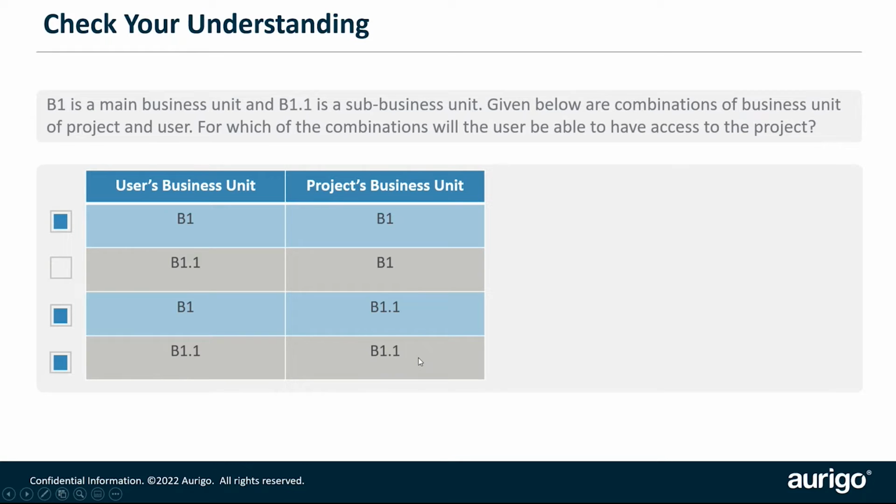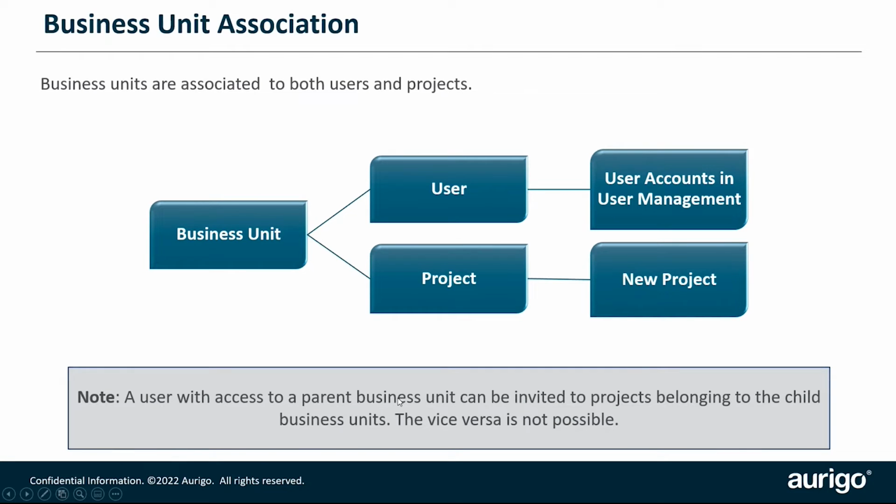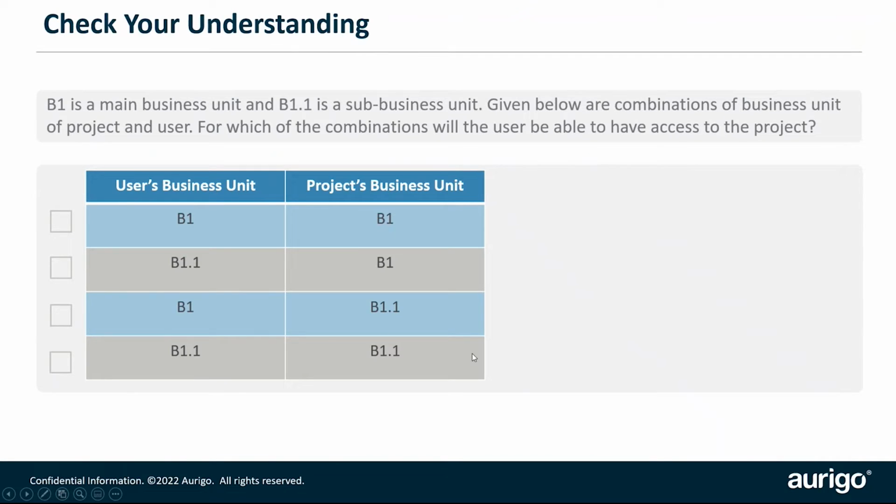So that is why the second option is the only option that cannot happen, because in the previous slide, like we saw, users accessing parent BUs can be invited to projects belonging to child BUs. The vice versa is not possible. Because of that reason, the second option is not feasible.